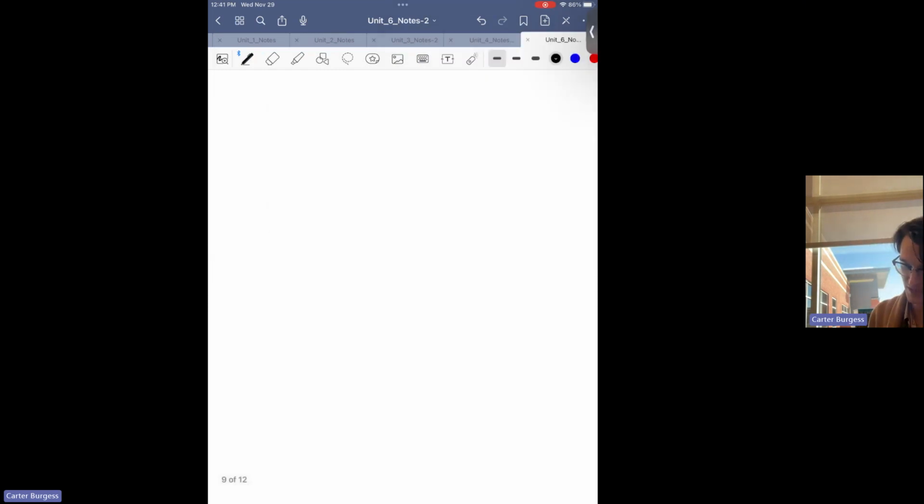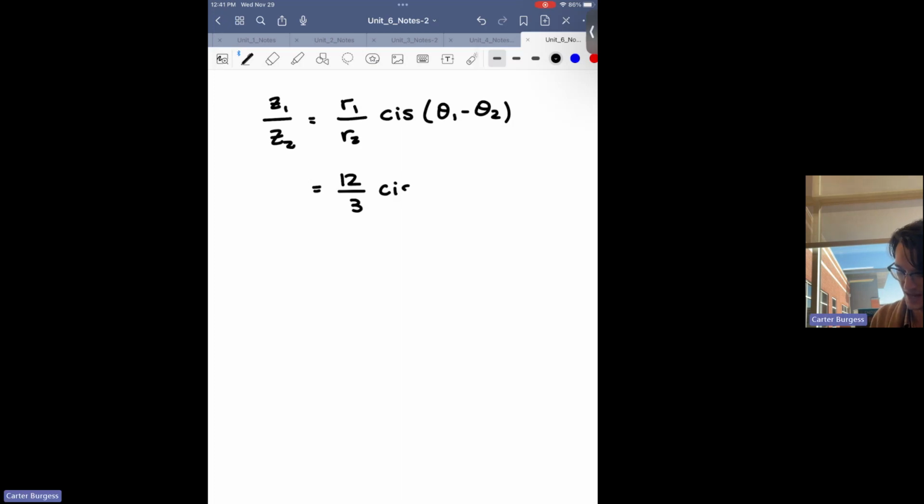All right. So for our division, for Z1 divided by Z2, this is simply R1 over R2 times the CIS of theta 1 minus theta 2. In this particular case, 12 over 3 CIS of pi over 18 minus 4 pi over 9. We should get that this is 4 CIS of negative 7 pi over 18.